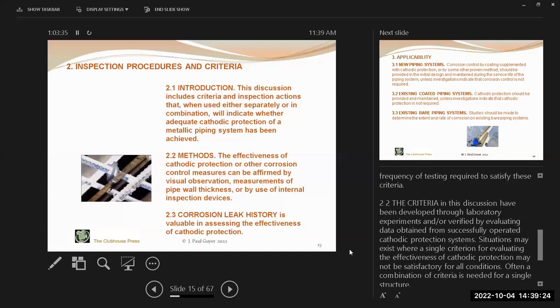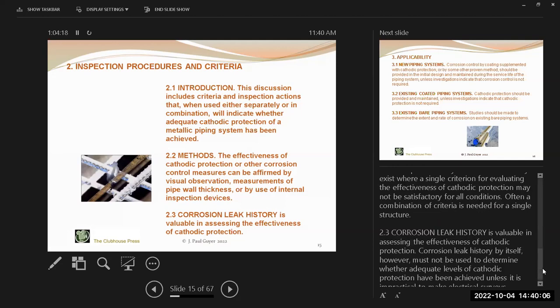These criteria that I'm talking about here have been developed over many years in the field and in laboratory undertakings, and they've been verified by evaluating the data obtained from successfully operated cathodic protection systems. Situations may exist where a single criterion for evaluating the effectiveness of cathodic protection may not be satisfactory for all conditions, and often a combination of criteria is needed for a single structure.